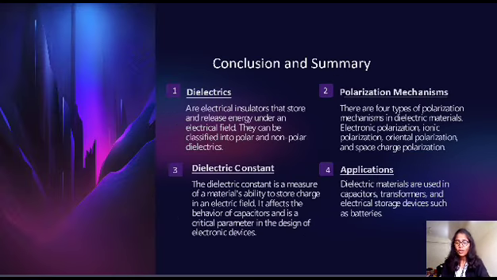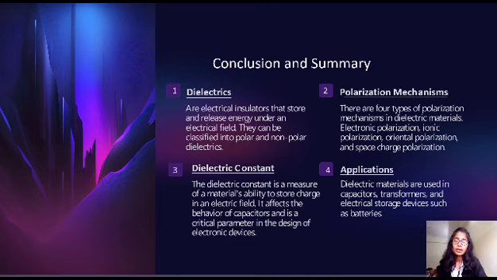So till now what we learned: dielectrics, types of dielectrics, applications and significance. Let us look at the summary. Dielectrics are electrical insulators that store and release energy under an electric field. They can be classified into polar and non-polar dielectrics. There are four types of polarization mechanism in dielectric materials: electronic polarization, ionic polarization, orientational polarization, and space charge polarization.